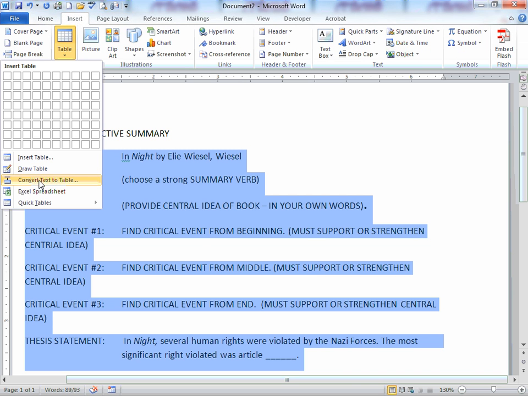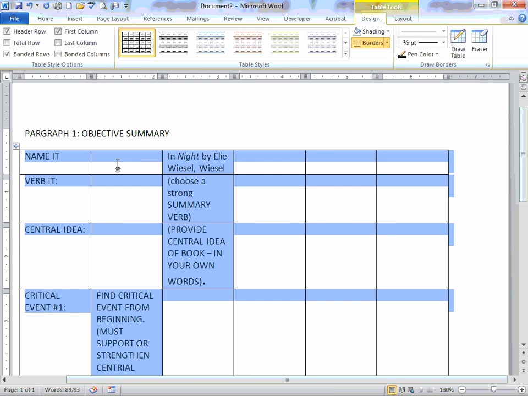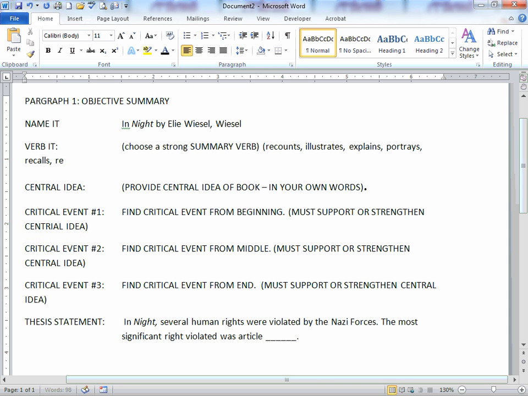So if you want to, in your daybook, you can go ahead and copy this. So an objective summary, you name it. Everybody's name is probably going to be the same. Name it: In Night by Elie Wiesel. Then you're going to verb it. You want to choose a strong summary verb. Some in class were recounts, illustrates, explains, portrays, recalls, reflects. Those are all great ones.